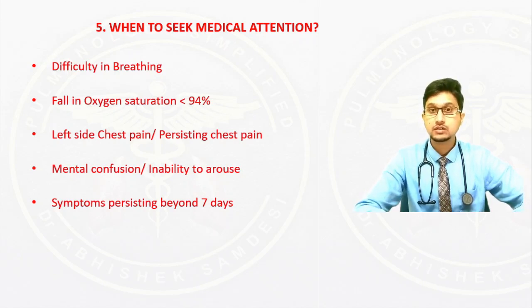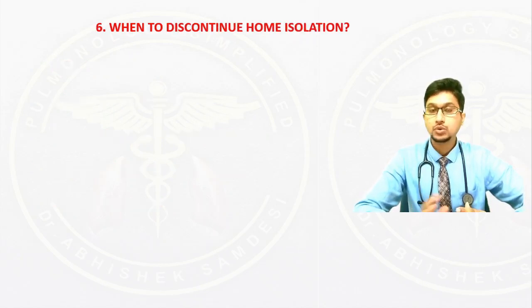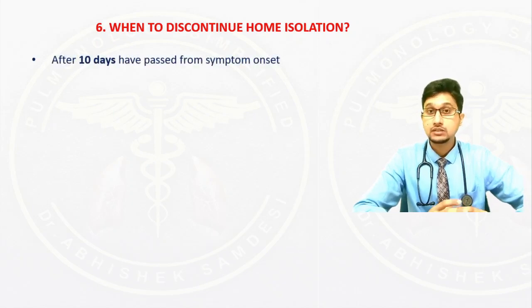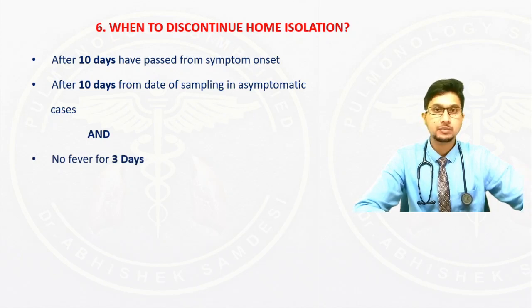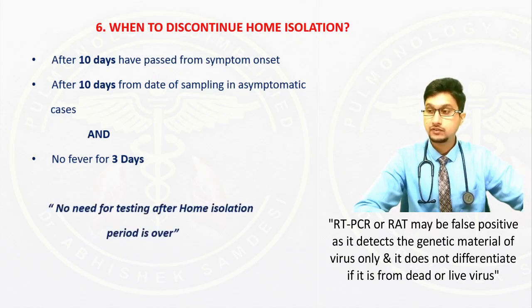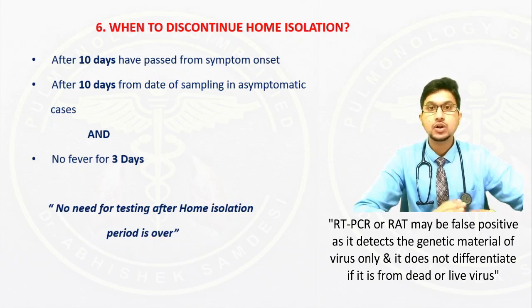The next thing is when to discontinue home isolation. This is after 10 days have passed after the onset of symptoms. Secondly, it can be after 10 days from the date of sampling in an asymptomatic case, and no fever should be there in the last 3 days. That is when home isolation can be discontinued. And as per the recommendation of the Ministry of Health and Family Welfare, there is no need for testing after the home isolation period is over.